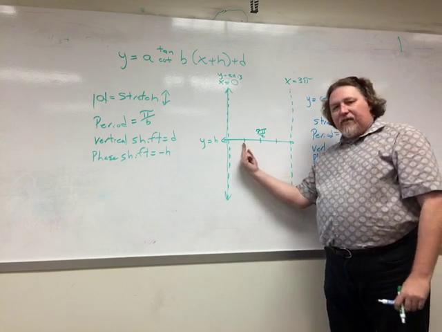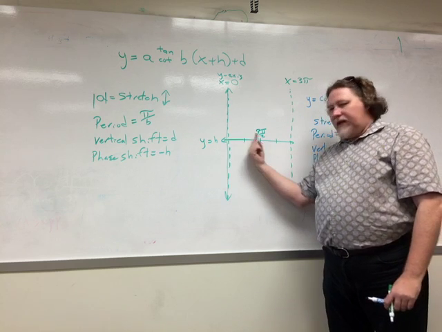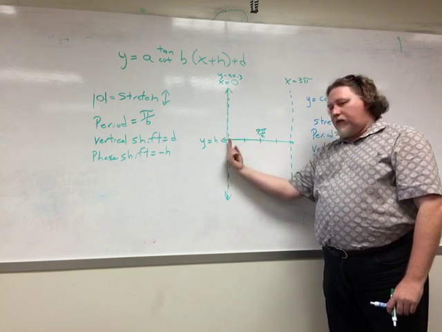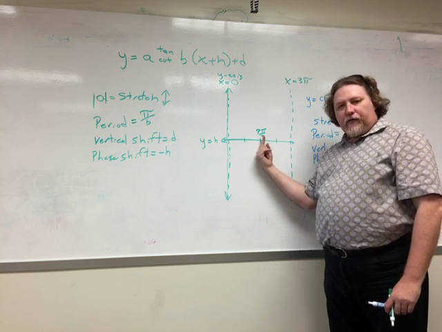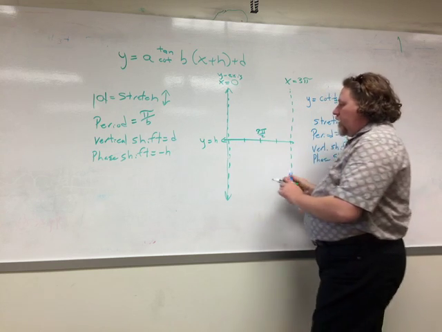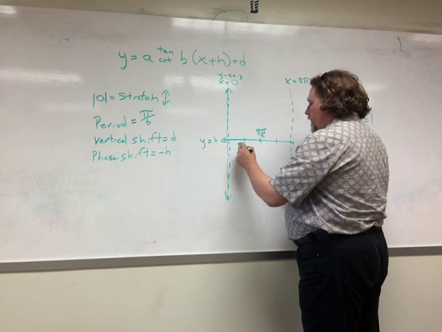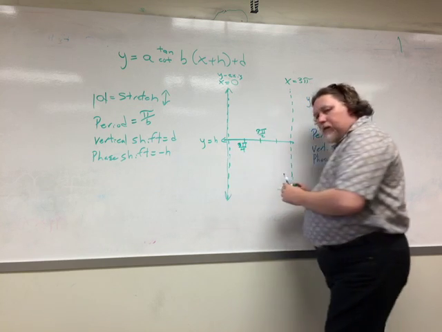Now suppose I want to find this one. Well, then I'm going to add these two together. So that's x equals 0 plus 3 pi over 2. 0 plus 3 over 2 is 3 over 2, divided by 2 is 3 over 4, so this is 3 pi over 4.